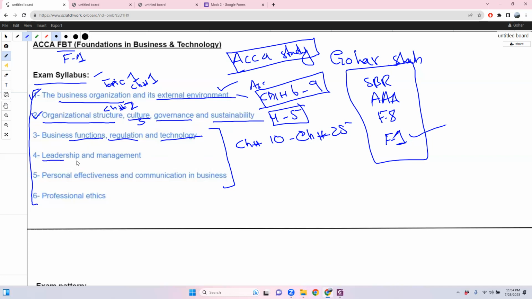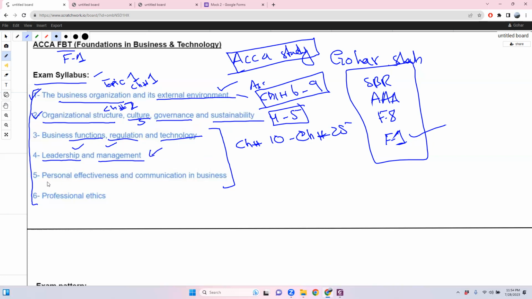Leadership and management, where we learn how to be a leader, and management relates with how to manage your employees, how to manage the business at the same time, who a manager is, what the difference between a leader and a manager is, and what the different styles of leadership and management are. All of these things we will learn in this topic.